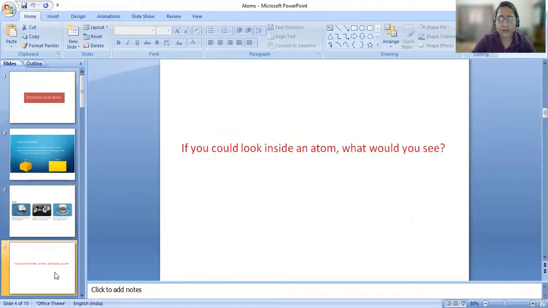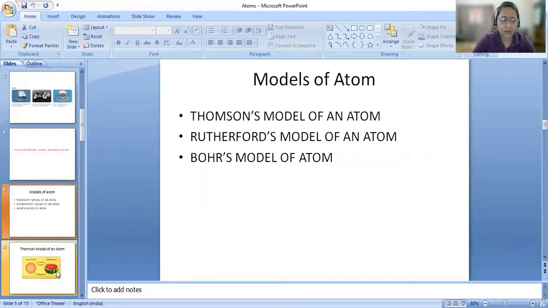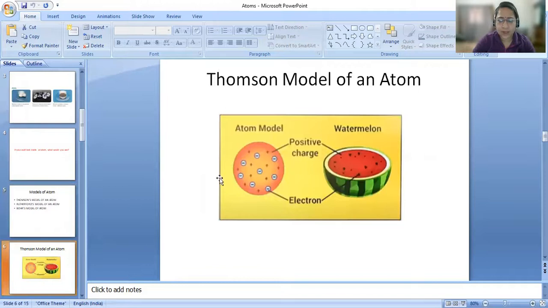So what do you see? If you can see an atom, what will you see? There are various scientists who gave their structures. Those are known as models of an atom. There are three models which we are going to discuss. First is Thomson's model, then Rutherford's, then Bohr's. Thomson said the atom has a sea of positive charge in which negatively charged particles are embedded. It will look similar to a watermelon, where the red part of the watermelon is the positive charge, and the black seeds are the electrons.